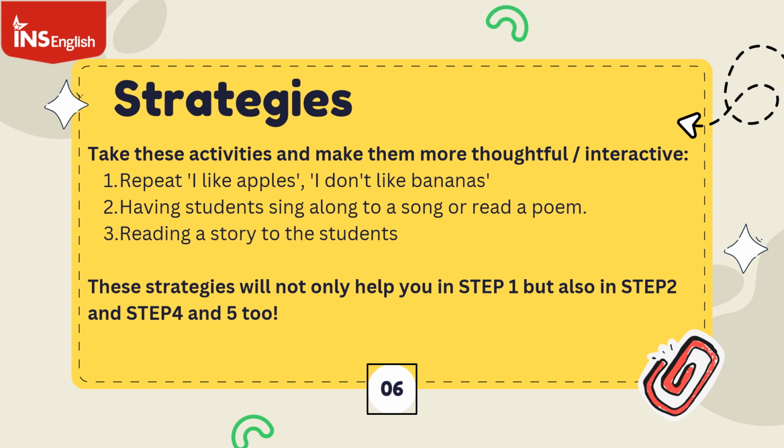Okay, next we're talking about some activities to make things more thoughtful or interactive. So how could we make these more thoughtful or interactive? So repeating, "I like bananas, I don't like apples." Instead of doing this, we could give them the phrase, I like, I like. We could turn it into a chant where we go, I like, I like, I like. And then you point to a student and they have to choose something they like, or if they need more support, they can look at a picture and they can choose one of the things from the picture.